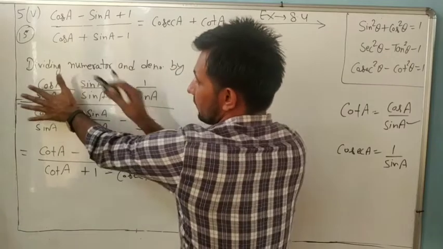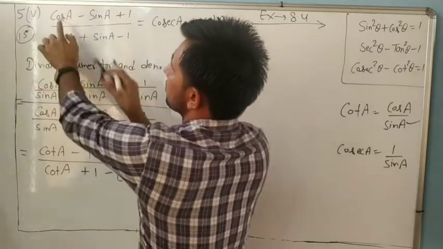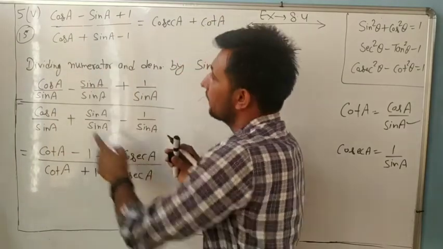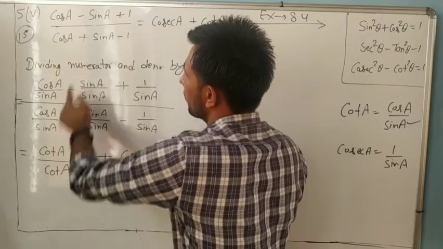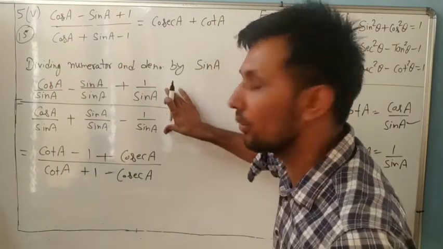No need to write this step. Dividing numerator and denominator by sin A. Cos A by sin A, cot. Sin by sin, 1. 1 by sin, cosec. Cos by sin, cot. Sin by sin, 1. Understand? Directly you can write. Otherwise, if you don't understand, you will use this one.